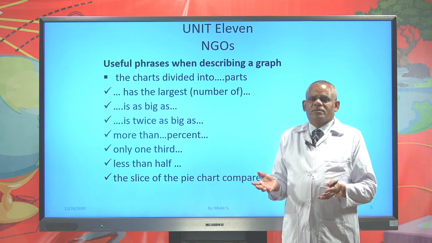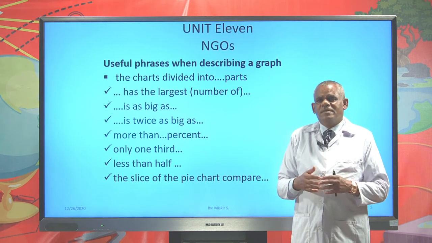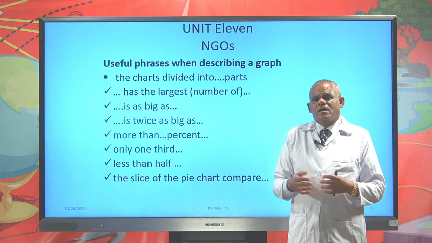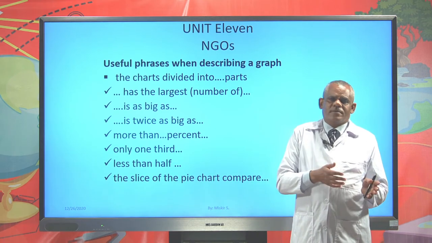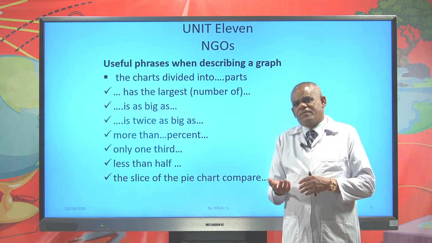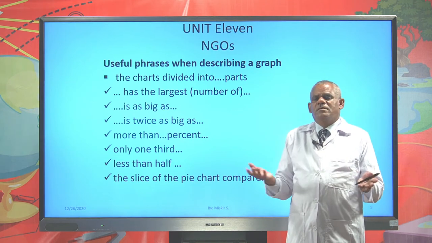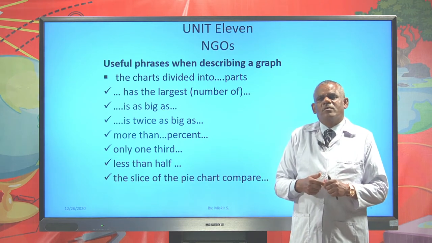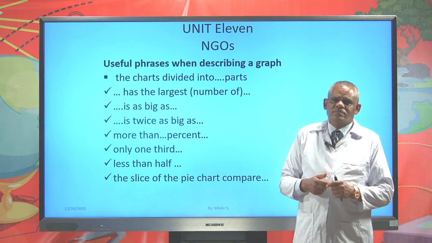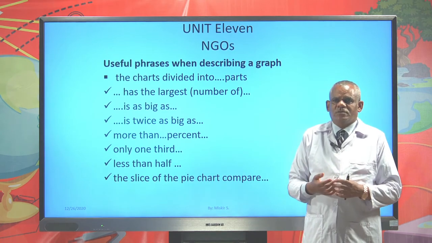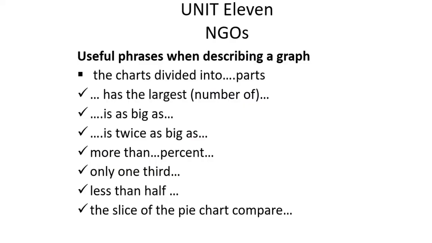It may be three parts. It may be two parts. It implies that your graph might be a bar graph and a line graph, or a bar graph and a chart. It may be the combination of all the graphs that we have seen so far. This is the expression. So expressions are very important.